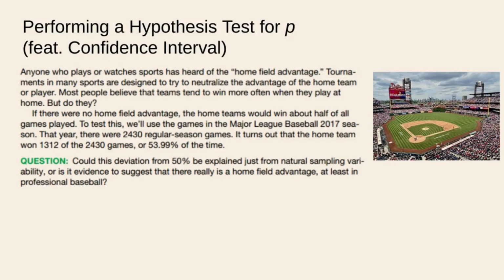That year, there were 2,430 regular season games. It turns out that the home team won 1,312 of the 2,430 games, or just shy of 54% of the time. Could this deviation from 50% be explained just from natural sampling variability? That's the null hypothesis. Or is it evidence to suggest that there really is a home field advantage, at least in professional baseball? That would be the alternative hypothesis.